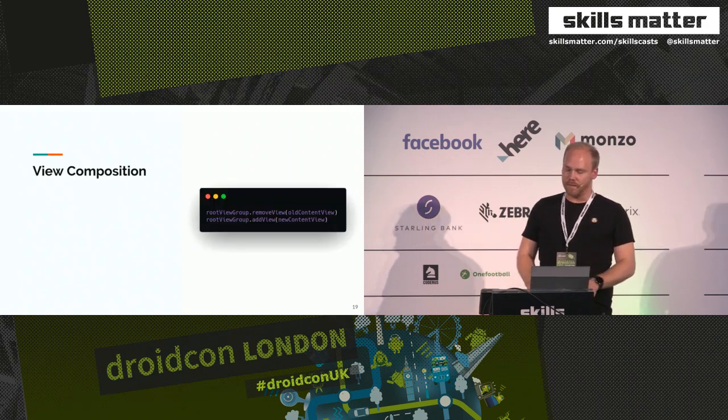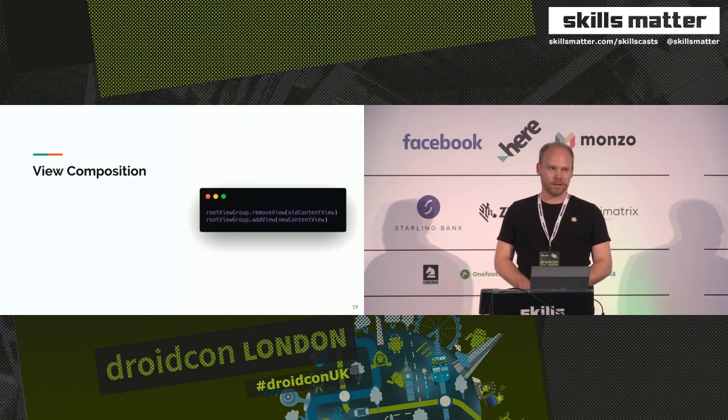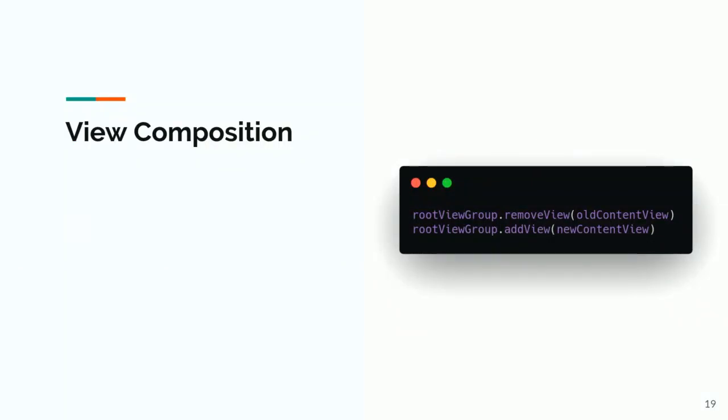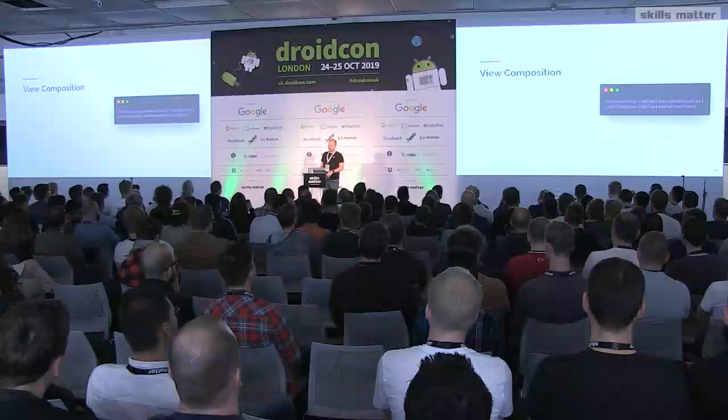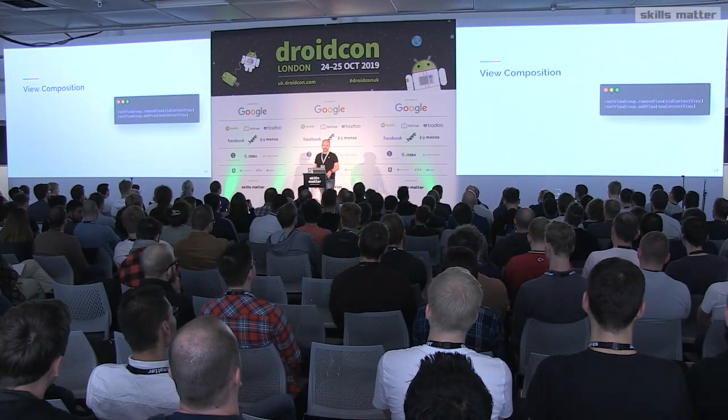If we look at a view composition, there are a lot of different ways to do this. The most simple way would be to just use a view group and remove and re-add views based on our UI state. We can also use frameworks like Conductor or Scoop, which is no longer maintained but is still out there, to achieve this.